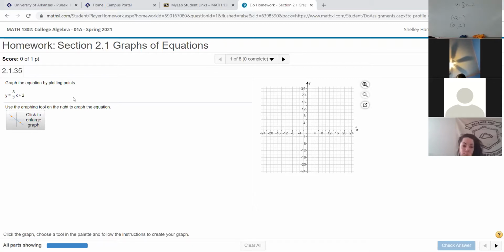So you can pick any two points that you want when you're graphing a line. Okay, so now let's graph it in Math Lab. I'm going to plot these two points. So go over here to click to enlarge graph.